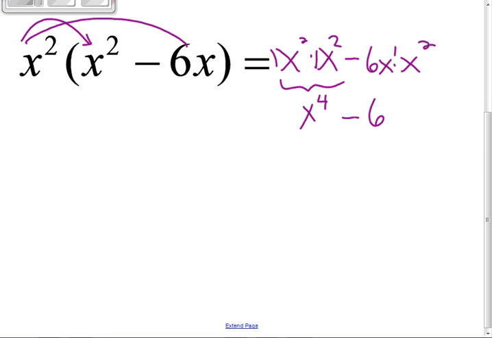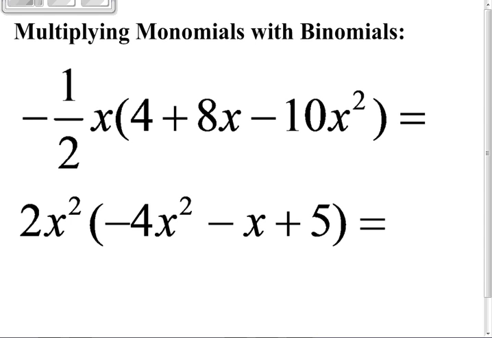I have x to the first, x to the second. How many x's are multiplied? 3. This number tells you how many were multiplied. This tells you how many were added together. I know it's confusing. And I think that's it. Oh, no, we got a hard problem. I think that's it.